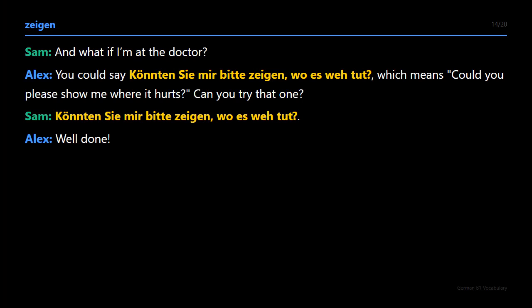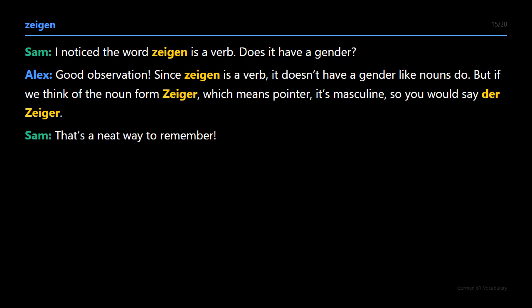Well done. I noticed the word zeigen is a verb. Does it have a gender? Good observation. Since zeigen is a verb, it doesn't have a gender like nouns do. But if we think of the noun form, Zeiger, which means pointer, it's masculine, so you would say, der Zeiger. That's a neat way to remember.